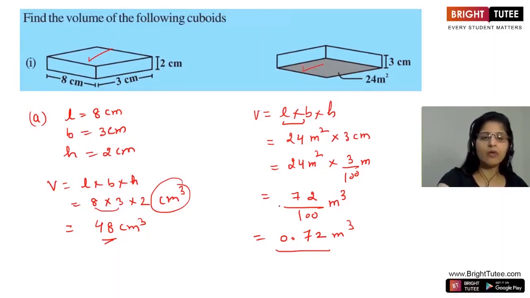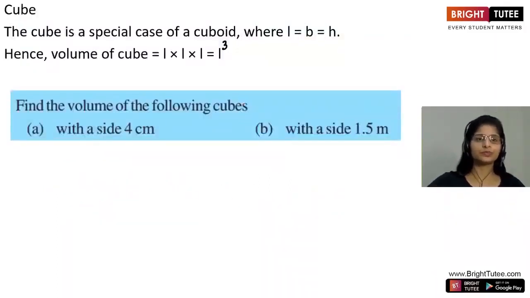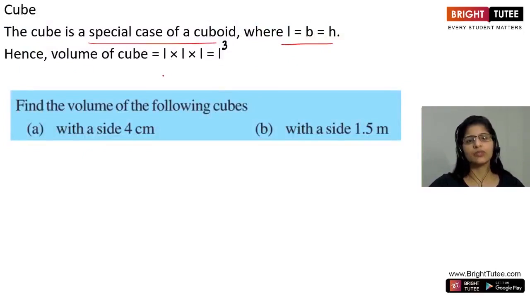Okay. Now let's think of the cube. The cube is a special case of cuboid where length, breadth and height are equal. We know this. So the volume will be L into L into L, that is L cube. So if we know one edge, then we can find out the volume of the cube because all the edges are going to be of the same length.